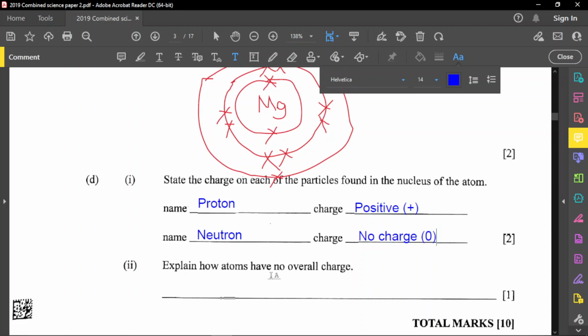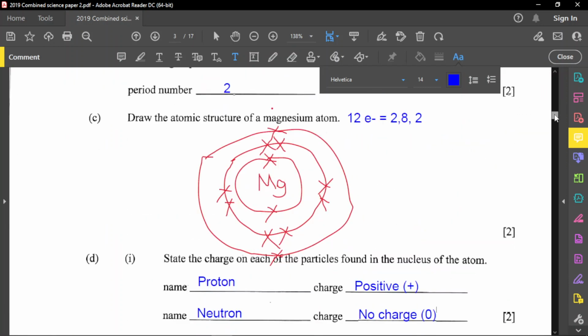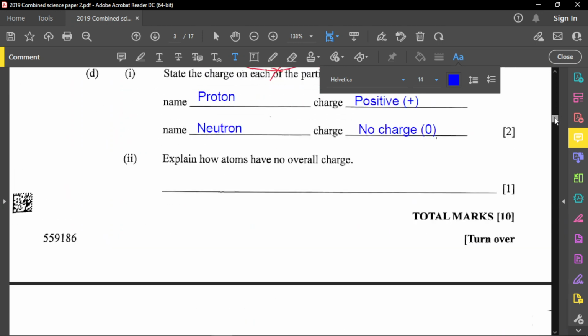Explain how atoms have no overall charge. So why does the atom have no overall charge? Remember, it has electrons, which are negative, and protons, which are positive. I want to go back to a statement we made earlier: the number of electrons is equal to the number of what? Protons. And that will help us answer our question. Electrons are negative, protons are positive. So if you have an equal number of positive and negative, then the overall charge is going to be 0.